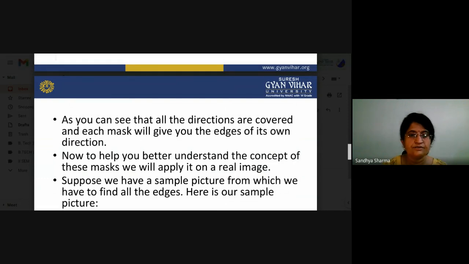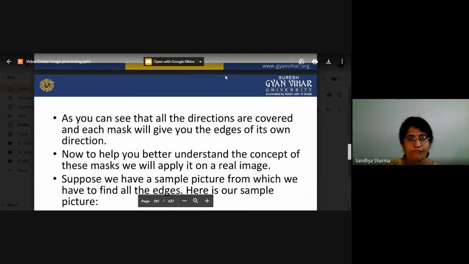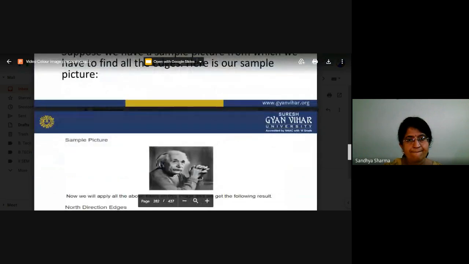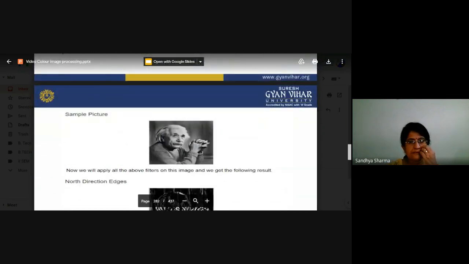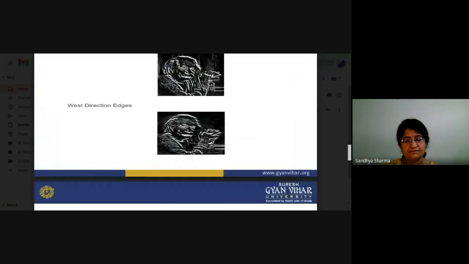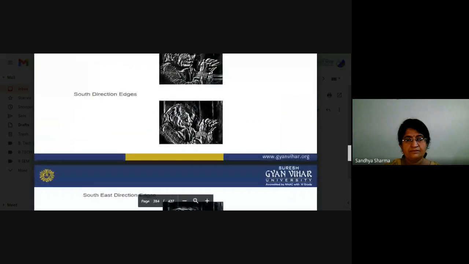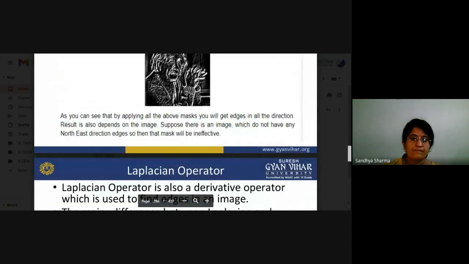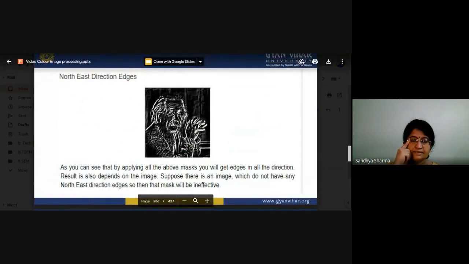So you can see that all the directions are covered and each mask will give you the edges of its own direction. Now, to help you better understand the concept of these masks, we will apply them to a real image. Suppose we have a sample picture from which we have to find all the edges. So here is our sample picture. You can see here, this is the original sample picture. Now you have to apply the edge directions one by one. That is the northeast direction edges.